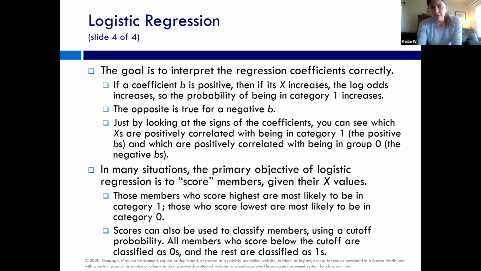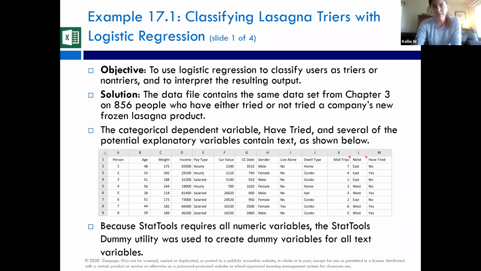Another way to do this is to have a cutoff probability. So if they score below that cutoff, then they become 0s. If they score above it, they become 1s. So in the book, they walk through what this looks like, classifying lasagna triers.